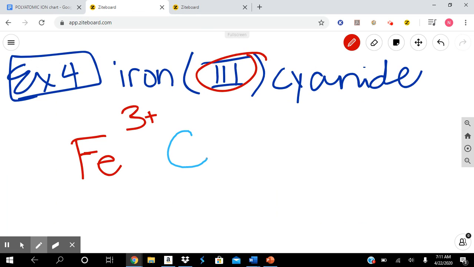So it's CN, whoops. I read my lesson the other day. I can't annotate with this and scroll the screen. CN minus.